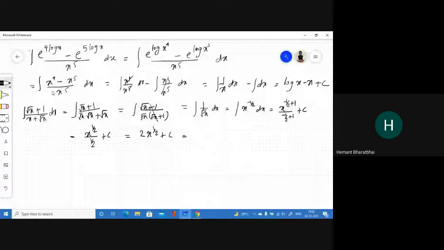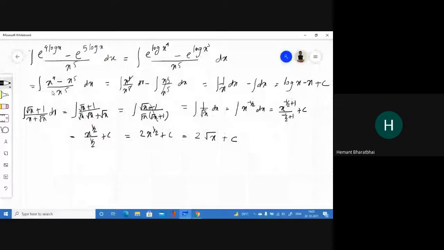Okay, you could have also remembered it like that: the derivative of root x is 1 by 2 root x. So integration of 1 by 2 root x is root x. This you could have also remembered. I hope you are getting it. Okay, let's move ahead.